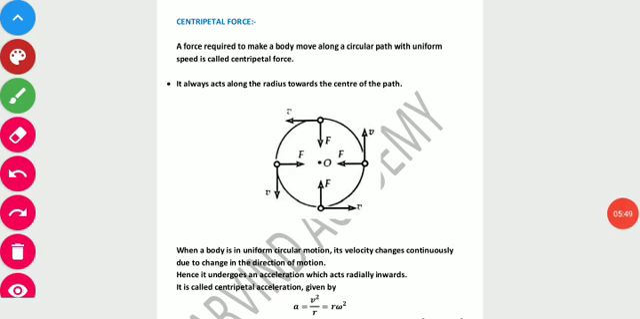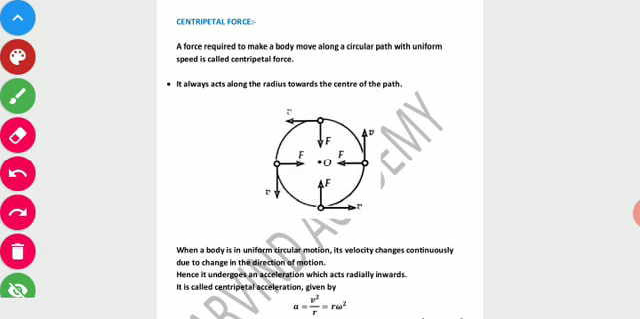Next we have centripetal force. So what is centripetal force? A force required to make a body move along a circular path with uniform speed is called centripetal force. So here, as you can see, basically this F represents the centripetal force and it tries to make the body move in circular motion.